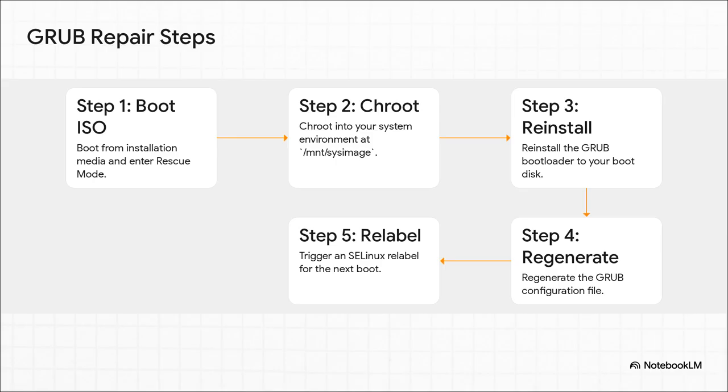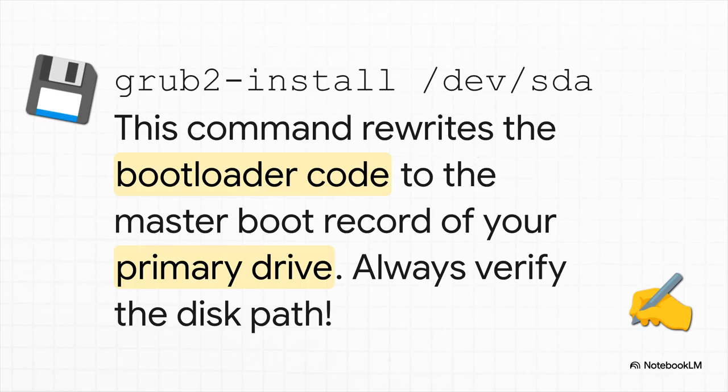critical step. The first big step inside the chroot is this, grub2-install. This command rewrites the bootloader code right onto the start of your main hard drive. Now, 9 times out of 10, that drive is going to be /dev/sda. But please do yourself a favor and double check with a command like lsblk first, just to be absolutely sure.